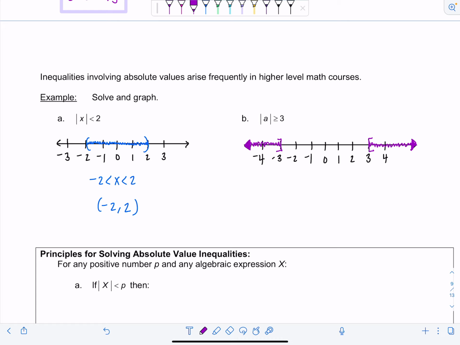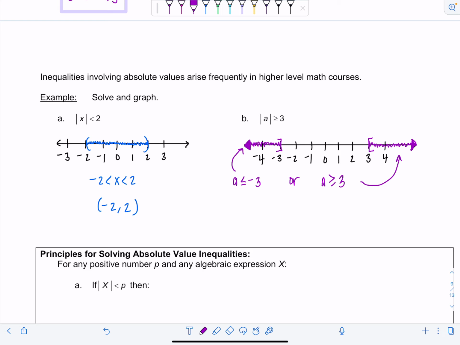So how would you write that without absolute values? Just what's the interval and set builder way of writing out what I just shaded? Okay, so you could write either A is less than or equal to -3. That's that first shaded area. Or A is greater than or equal to 3. That's the second shaded piece of the graph.